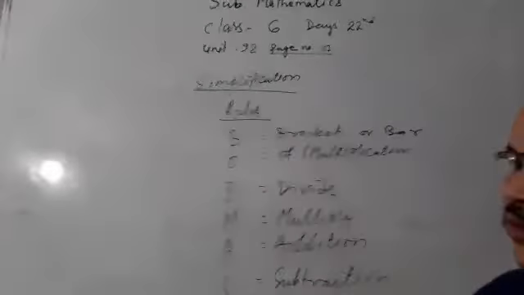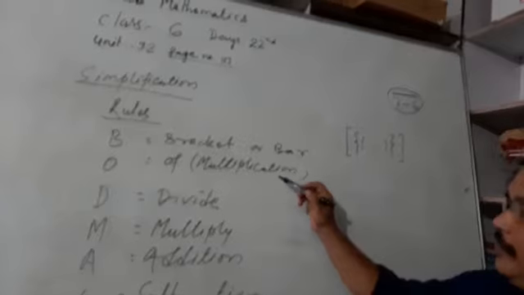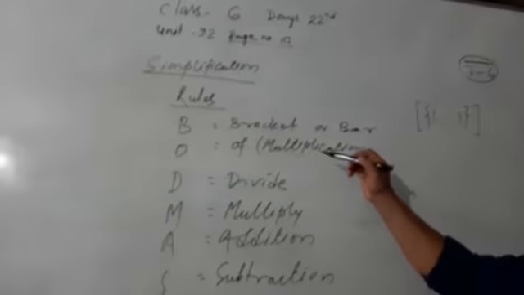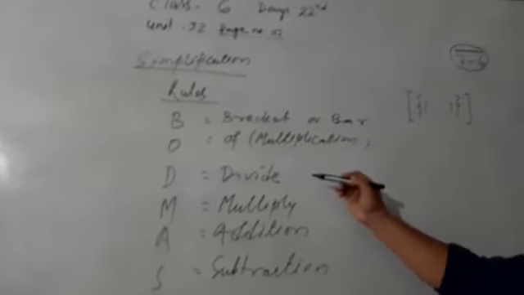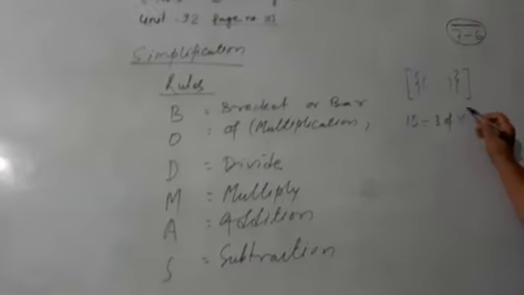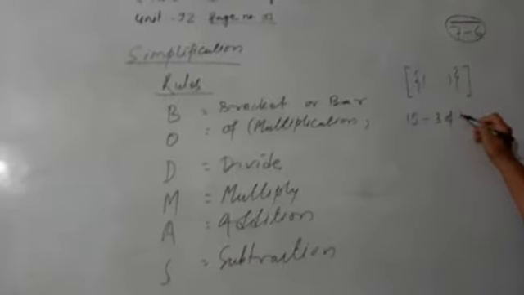Similarly, O means of. Of is a kind of multiplication, and it is solved before the division. For example, 15 divided by 3 of 5.